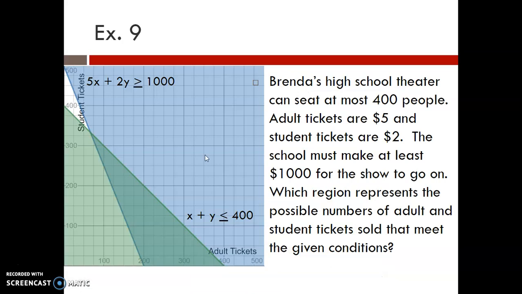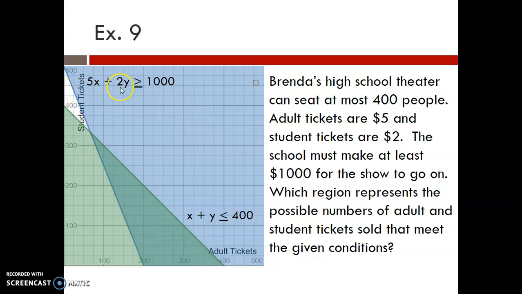All right, now we've got another one. Brenda's High School Theater can seat at most 400 people. Adult tickets are $5 and student tickets are $2. The school must make at least $1,000 for the show to go on. Which region represents the possible number of adults and student tickets sold that meet the given conditions?